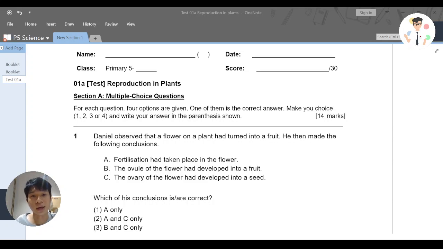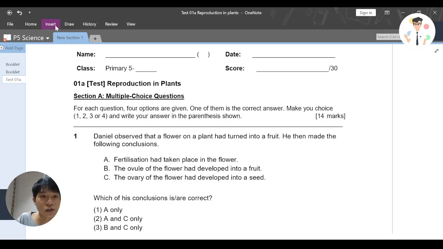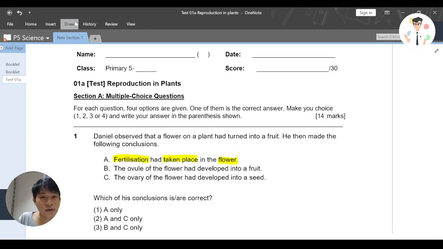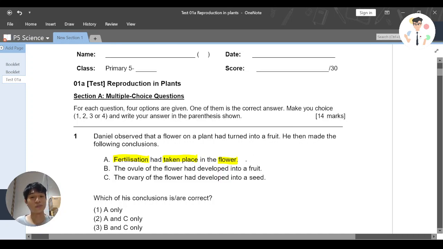Okay, let's look at our first question. Daniel observed that a flower on the plant had turned into a fruit. He then made the following conclusions. First, fertilization has taken place in the flower. Is it correct? Yes. Fertilization must take place so that the flower will turn into fruit. So this is correct.